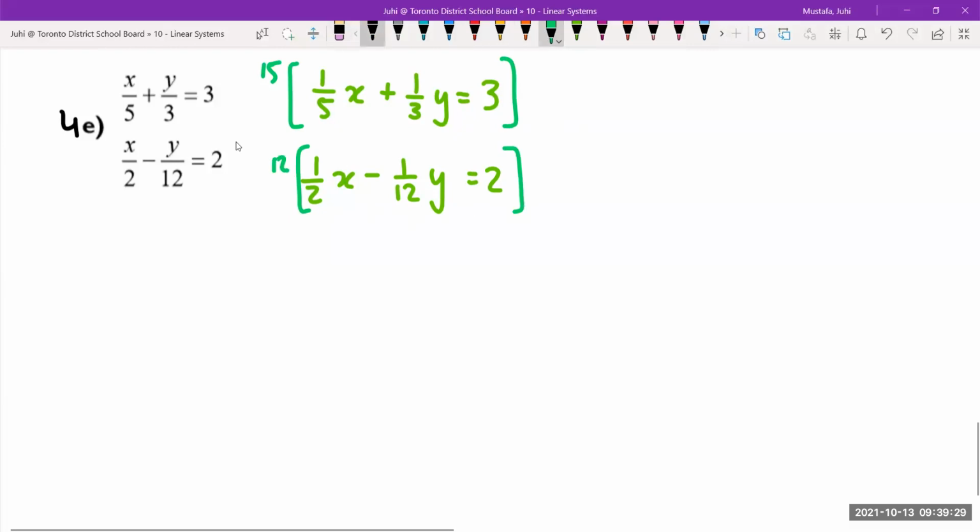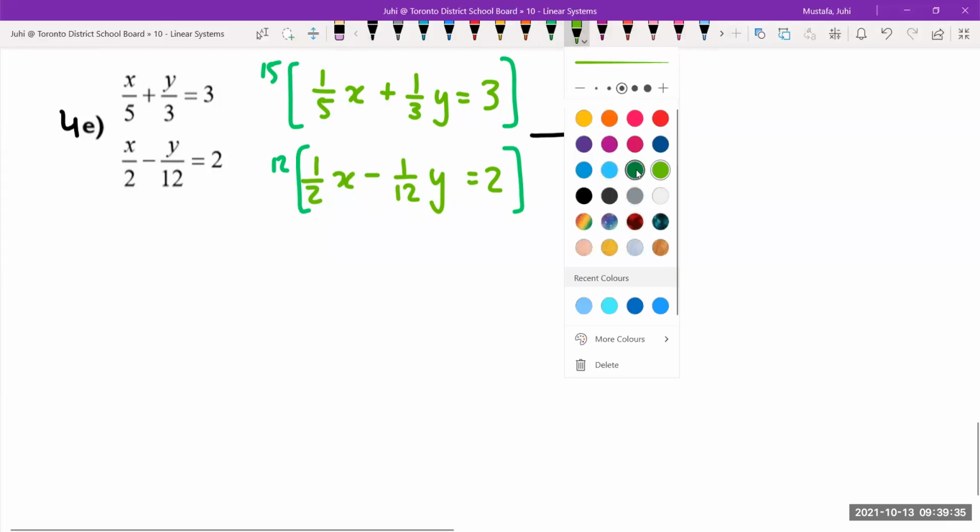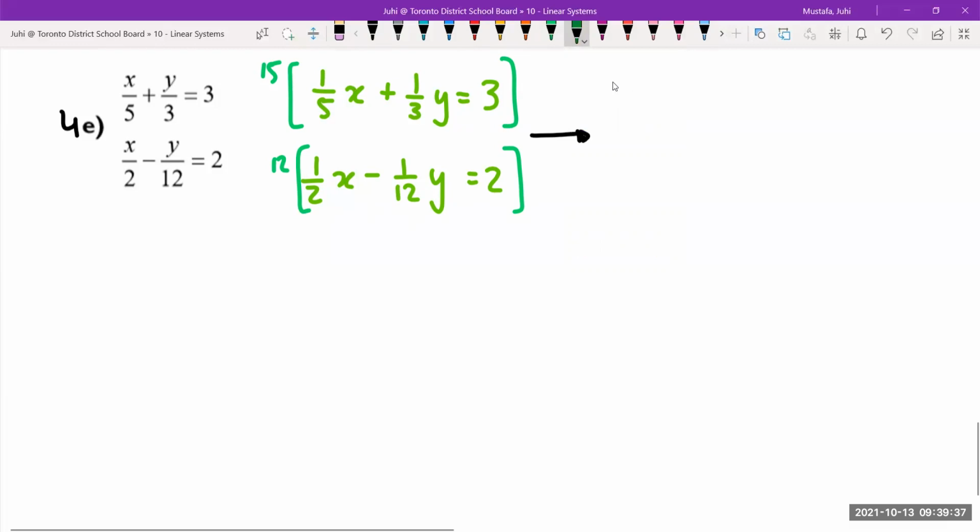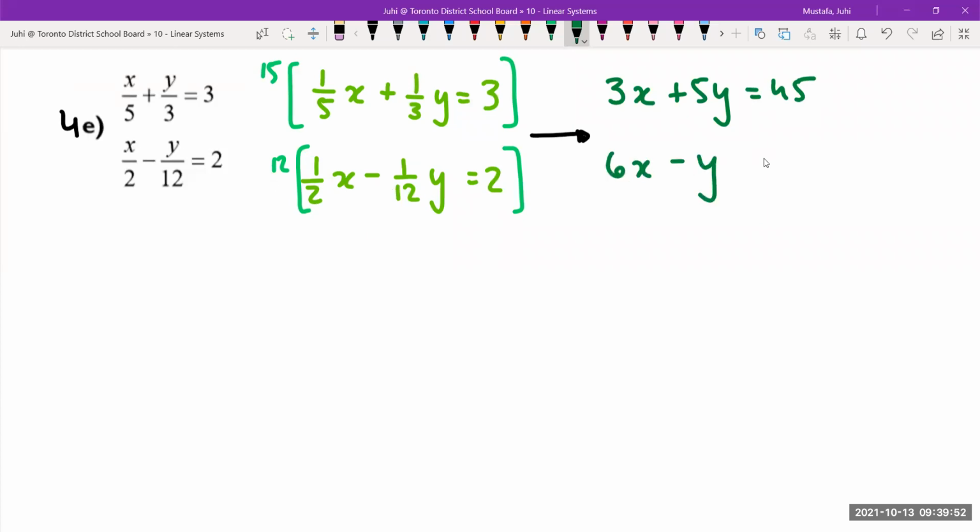And then what did you guys use as the magic number for the second one? 12, good. So I'm going to go ahead and do the exact same thing. Let's do this. So 15 times 1 over 5 is going to give me 3x. 15 times 1 over 3 is going to give me 5y. And I hope you guys remember to multiply this number over here as well to get 45. 12 times a half is going to give me 6x. 12 times negative 1 over 12 is going to give me negative y. 12 times 2 is going to give me 24.